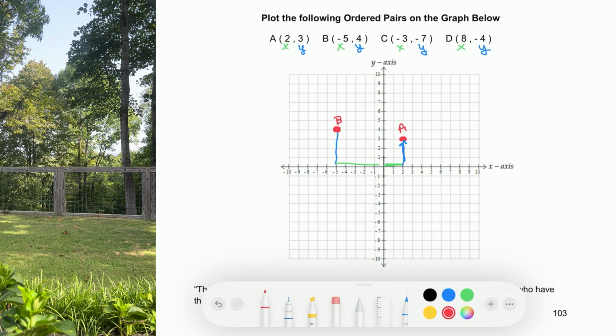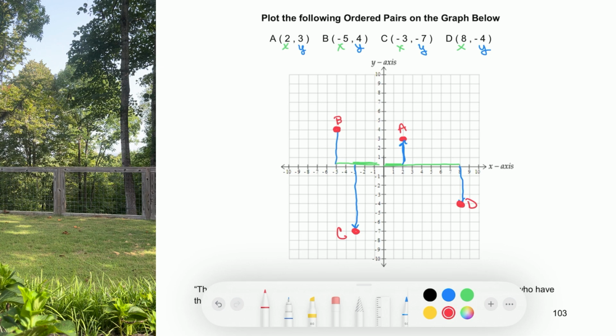All right, our next one is C. We have a -3. So we're going to go to -3 right here. And then we have a -7. So we're actually going to go down this time instead of up. We're going to go down to -7. And here's our coordinate C. Our last one, D, we go to 8. So we're back on the positive side of the X. We're going to go to 8. And then we went down 4. And our coordinate is right here for D.